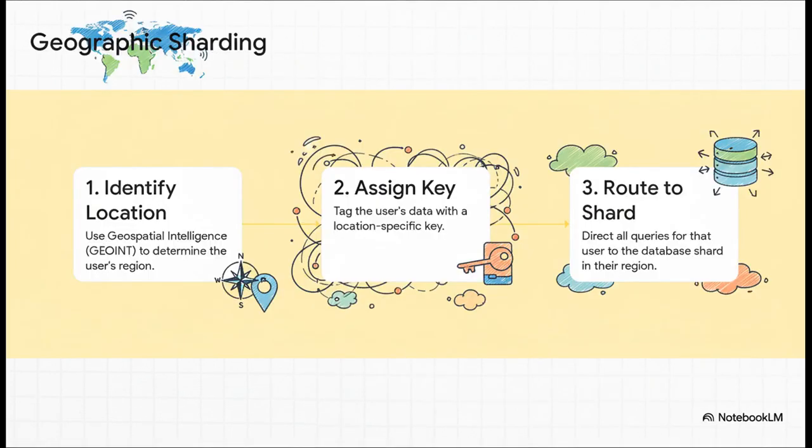And this is how it's done. It's pretty clever. First, the system uses something called geospatial intelligence, which is just a fancy way of saying it figures out where you are in the world from your connection. Second, it tags your data with a regional key, let's say Europe. From that moment on, every single time you interact with the service, your requests are automatically sent to the database shard that's physically located in your part of the world.